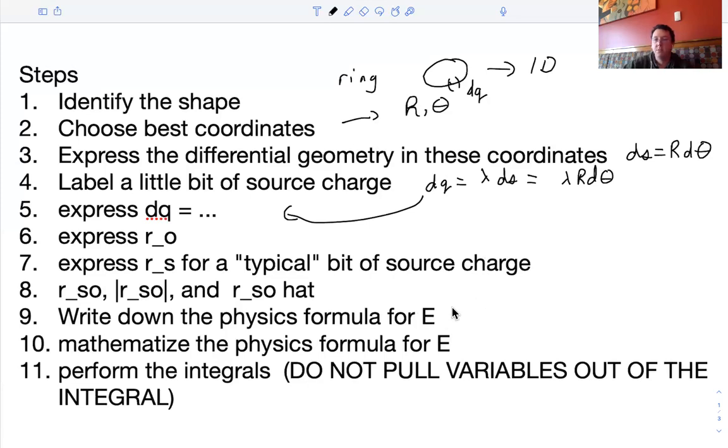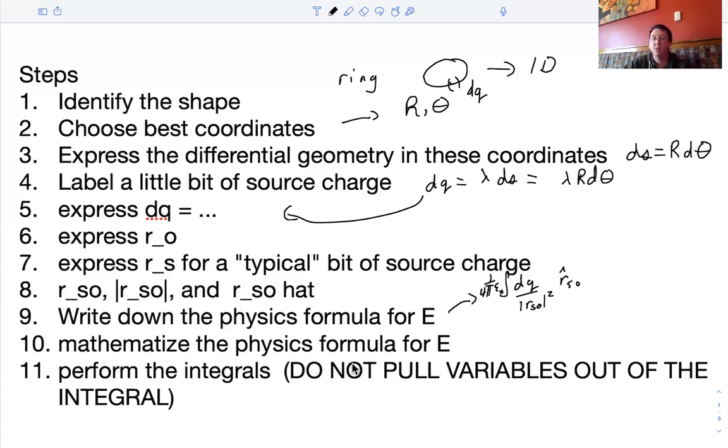The physics formula for E is always the integral of 1 over 4 pi epsilon naught, dq over the magnitude of r_SO squared, times r hat SO. That's the physics formula. Then you have to mathematize it, so you substitute in for dq, for r_SO, all that stuff, and then do the math, do the integral. That's the recipe. It's always the same.